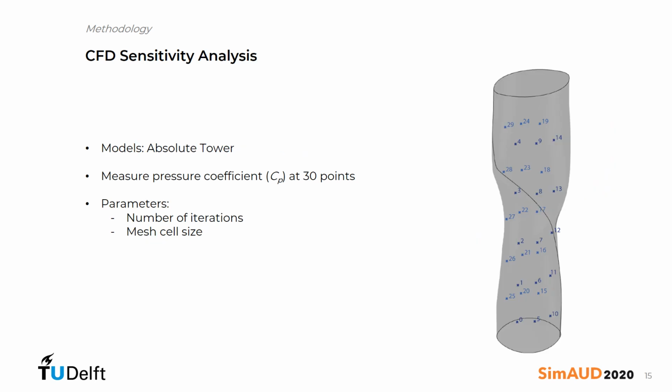The sensitivity analysis following that was in order to reduce the time taken for the simulation, since it is very important for this method. Thus, two parameters were tested, that being the number of CFD iterations and the mesh cell size.